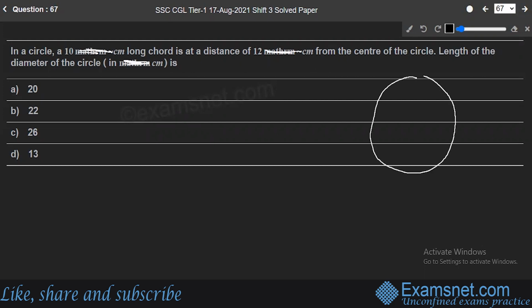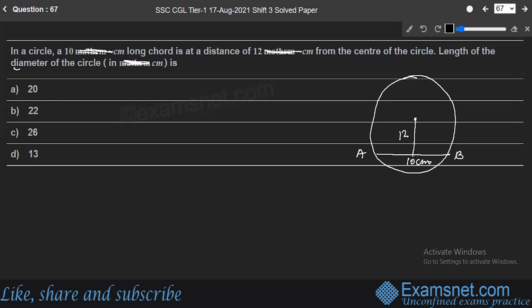Here's a circle, and according to the question, in a circle a 10 centimeter long chord, this is 10 centimeters. I'm naming the chord as AB. This is at a distance of 12 centimeters from the center of the circle. The length of the diameter of the circle is?